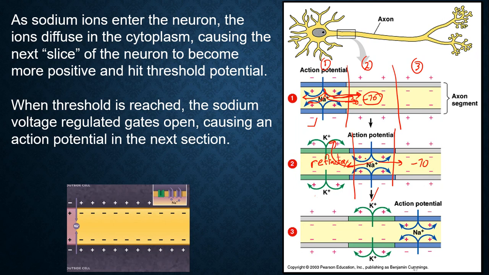So in this way, the action potential only moves down the neuron, right? It can't go backwards because the previous slice is always in refractory. So when the action potential moves now to slice number 3, what happens to slice number 2? It's in refractory. So in this way, the action potential always moves forward, never backwards.